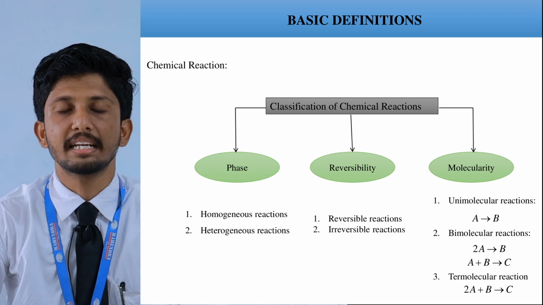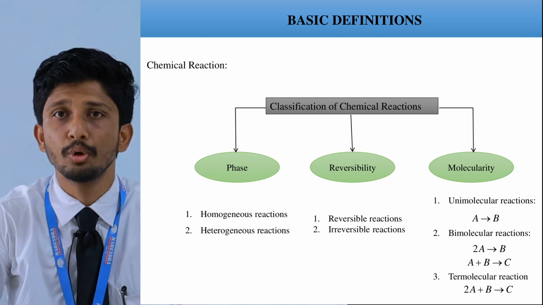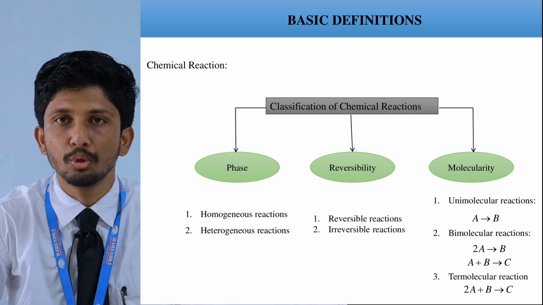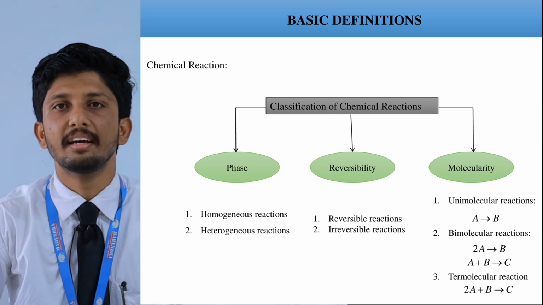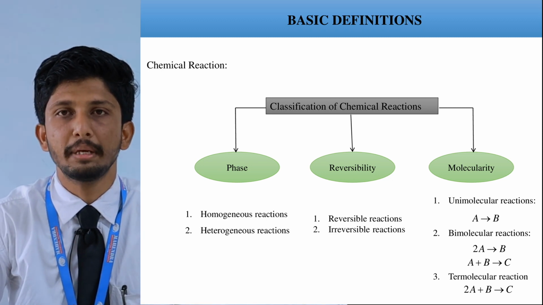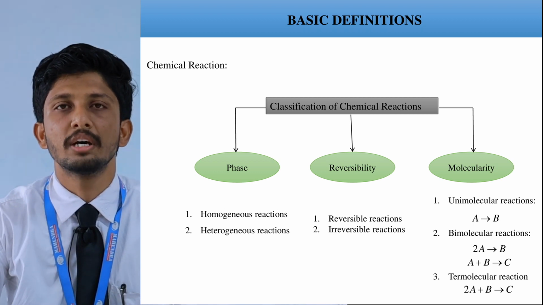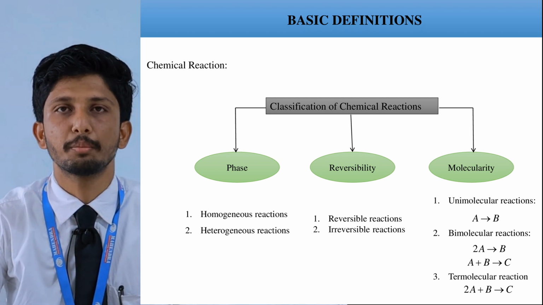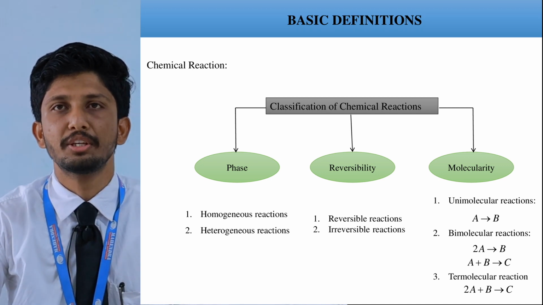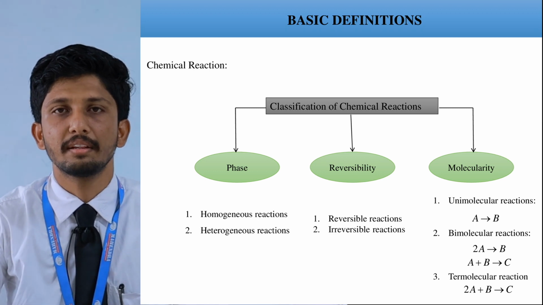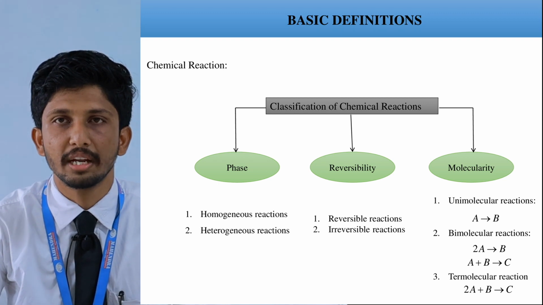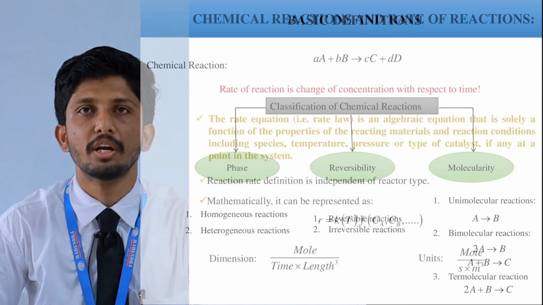So, chemical reactions can be broadly classified into three categories. Based on the phase, they can be categorized into homogeneous reaction and heterogeneous reaction. Based on reversibility, they can be classified into reversible reaction and irreversible reaction. Based upon the molecularity, they can be categorized into unimolecular reaction, bimolecular reaction and intermolecular reaction.